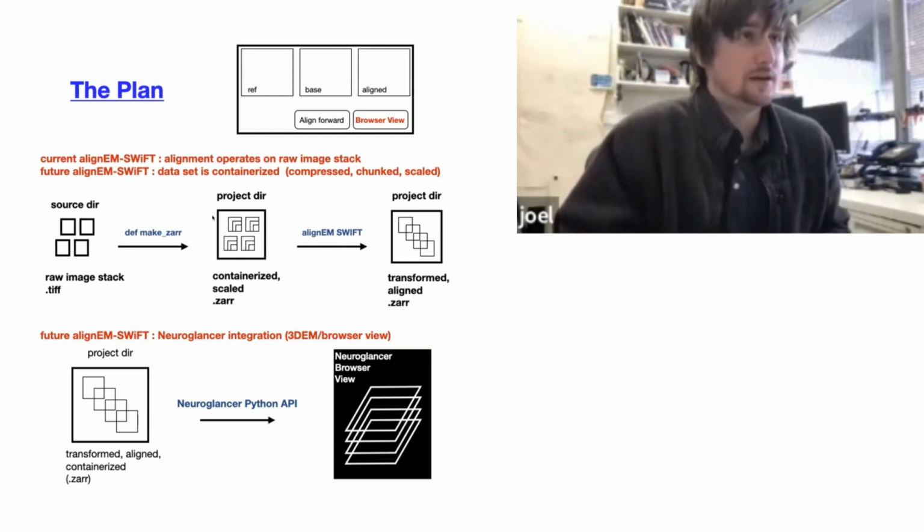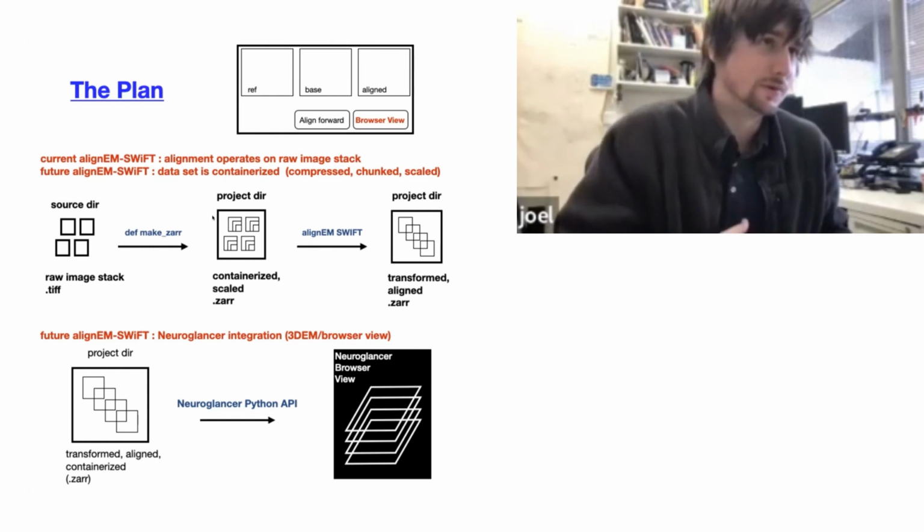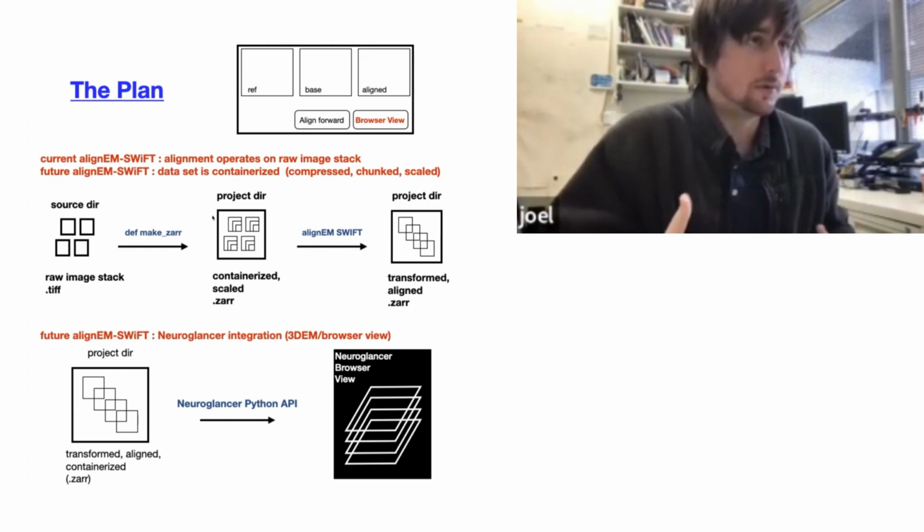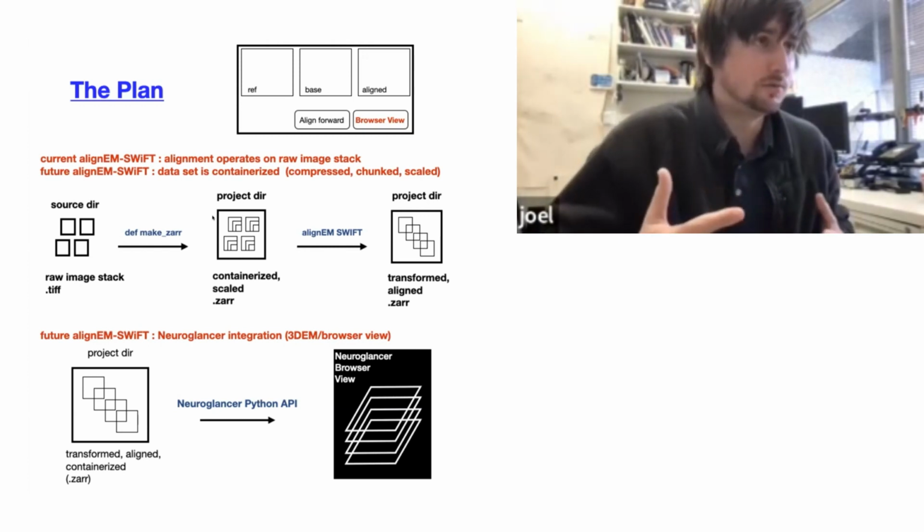So a very key step that has to be taken to use the NeuralGlancer viewer is that we have to have the data set, which is a stack of TIFF images, in a format that NeuralGlancer can recognize and know what to do with. So there's a few options. NeuralGlancer has its own format called pre-computed.